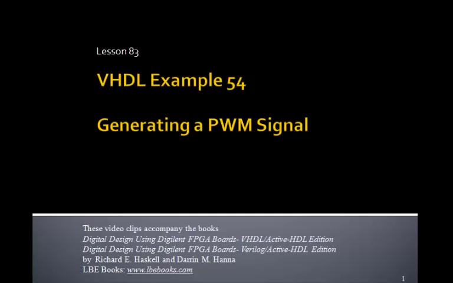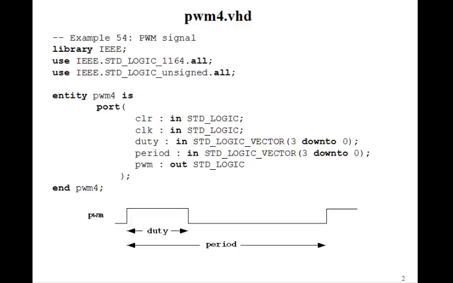This is lesson 83, VHDL example 54, and in this example we'll write a VHDL program to generate a PWM signal that we can use to control the speed of a DC motor. Let's take a look at this VHDL program.